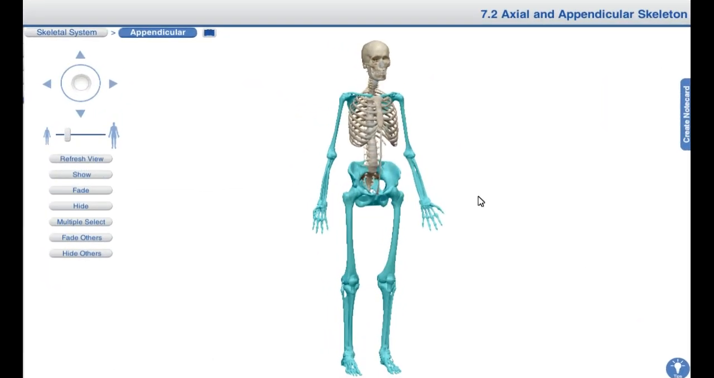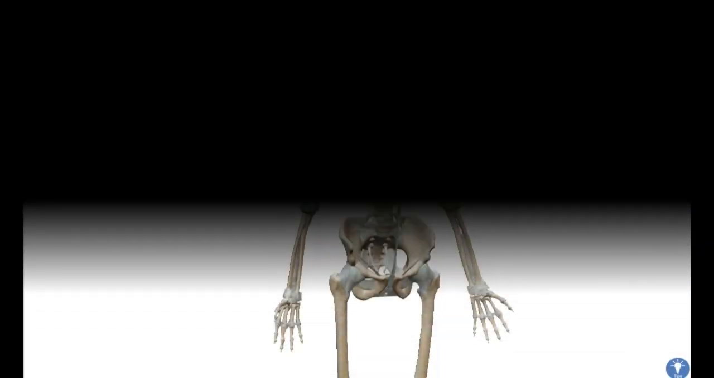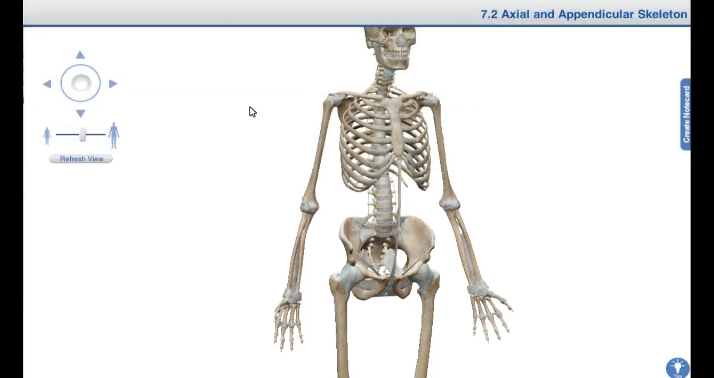It consists of 126 bones, which is divided into the upper limb, lower limb, the pelvic girdle and the shoulder girdle. The bones of each limb are organized into regions and connected by different joints. Okay, the upper limb consists of 30 bones.